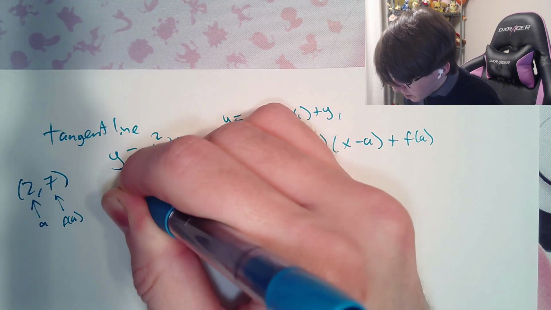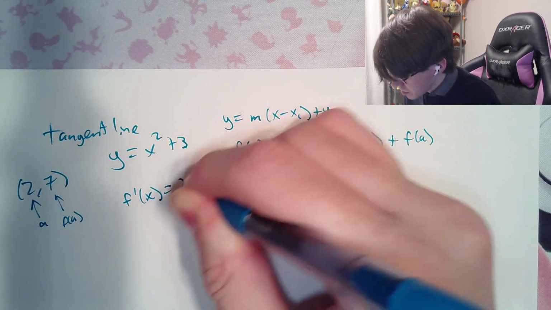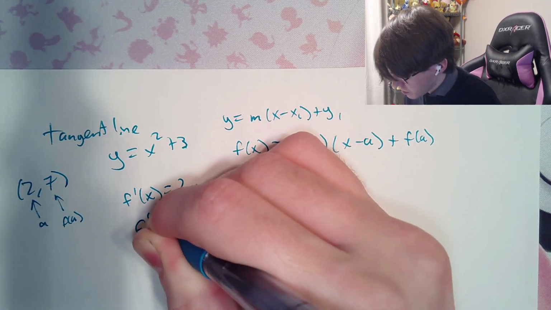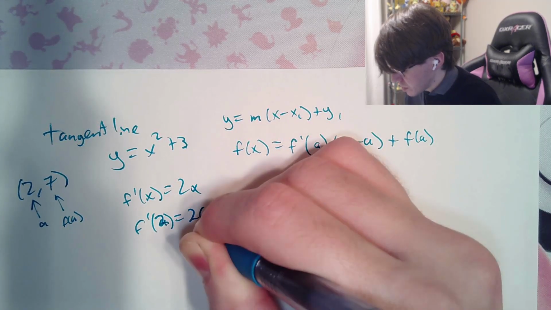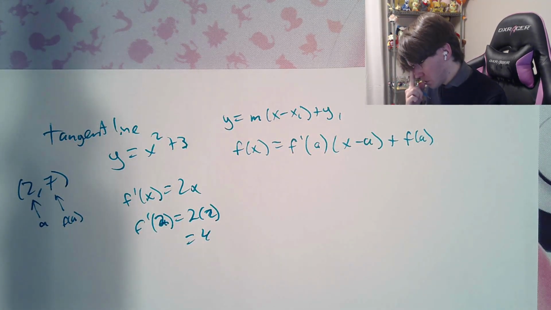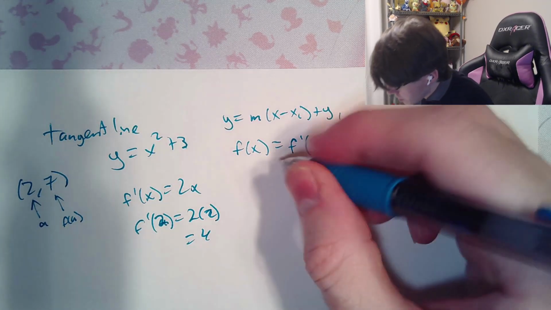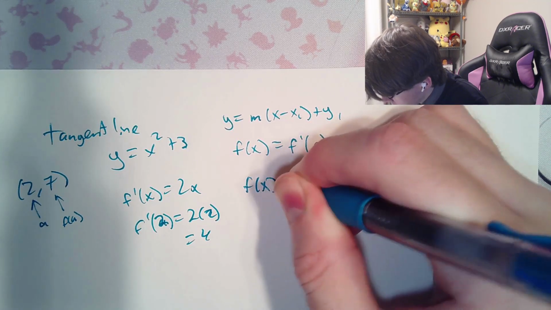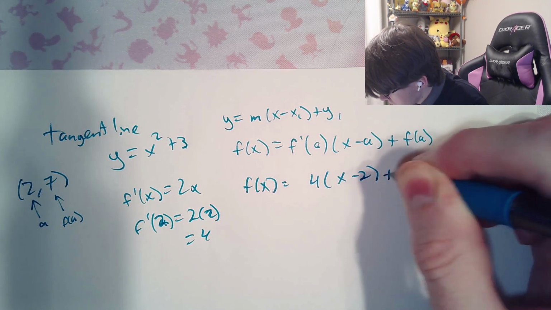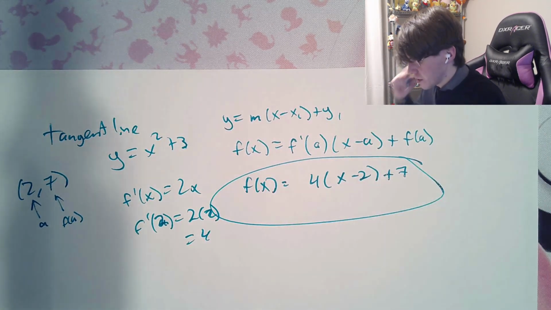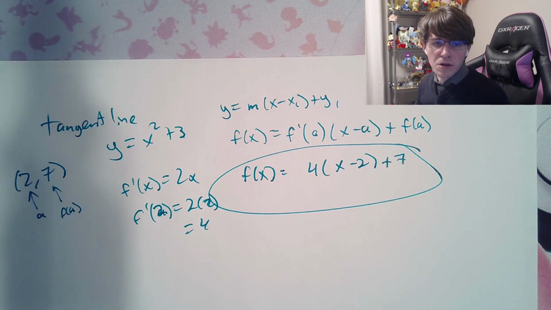So our derivative here is just going to be 2x, and our f prime of 2 in this question is going to be 2 times 2, which is 4. We actually already did that question earlier in the day in a way. So we get 4. Our final answer now, f of x is equal to 4 multiplied by x minus 2 plus 7. If your teacher requires it, you can also distribute and add like terms. I don't care about that.